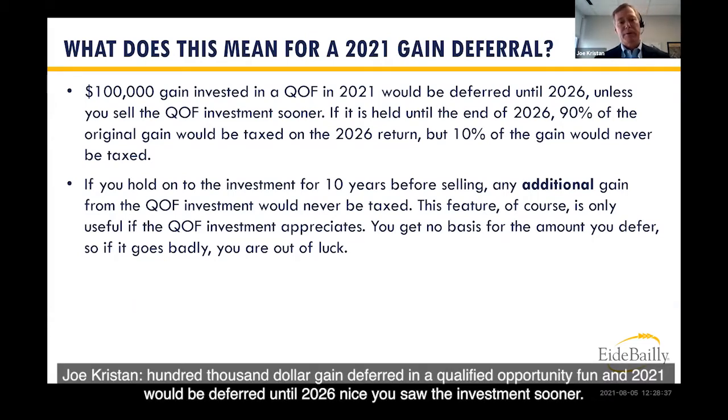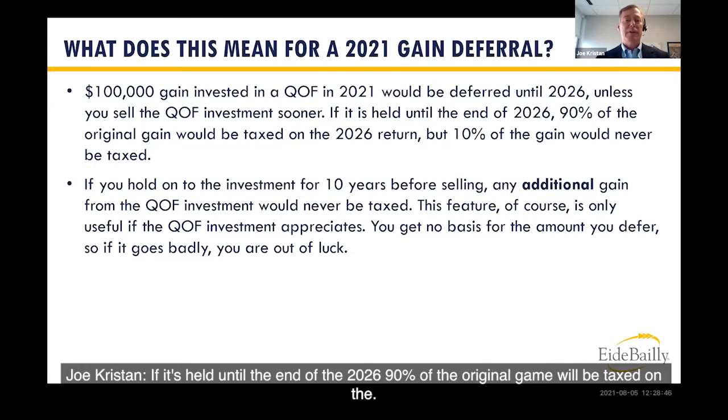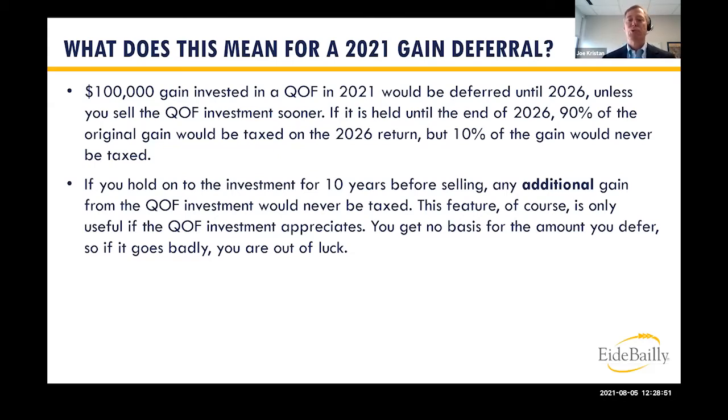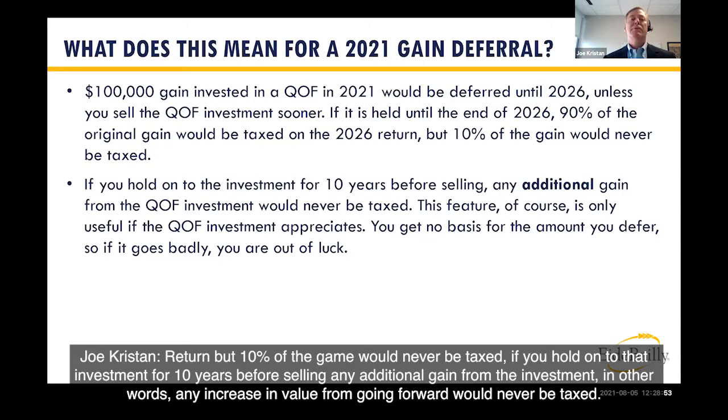A $100,000 gain deferred in a qualified opportunity fund in 2021 would be deferred until 2026 unless you sell the investment sooner. If it's held until the end of 2026, 90% of the original gain would be taxed on the 2026 return, but 10% of the gain would never be taxed. If you hold on to that investment for 10 years before selling, any additional gain from the investment, in other words, any increase in value from 2021 going forward, would never be taxed.